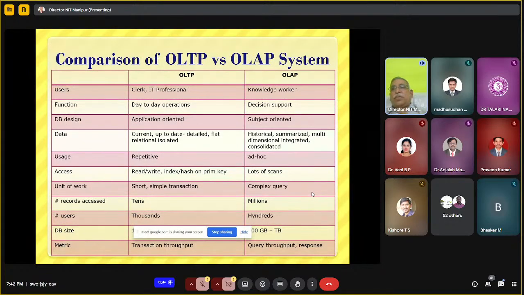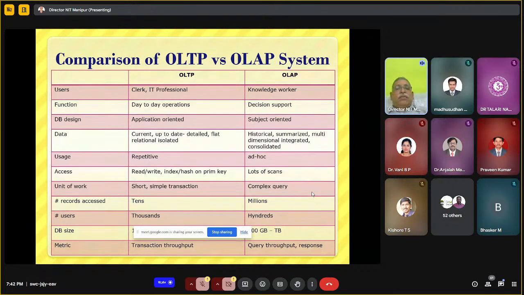Whereas in the OLAP system, subject-oriented dimensions are used. We don't care how each application is running at the back end, but we always care how a decision is to be taken based on subjects, without worrying about how a customer, student or teacher is represented. What matters is the relationship, and what decisions need to be taken on the combination of all students versus all teachers versus all subjects versus all grades. So that's subject oriented.